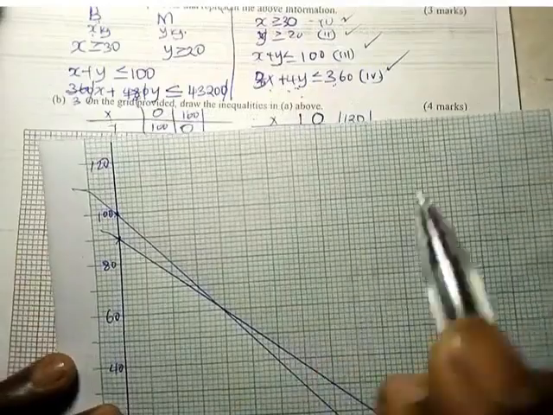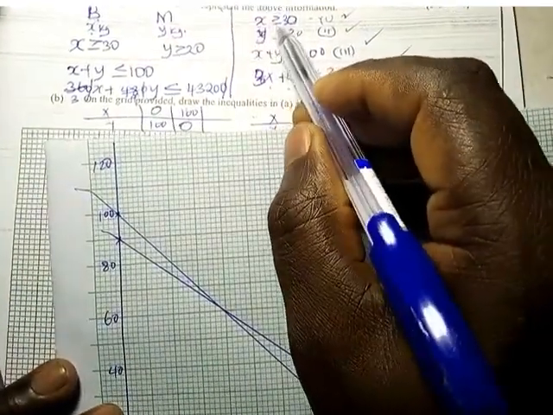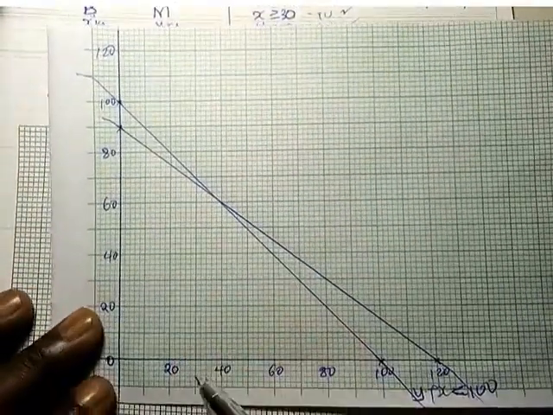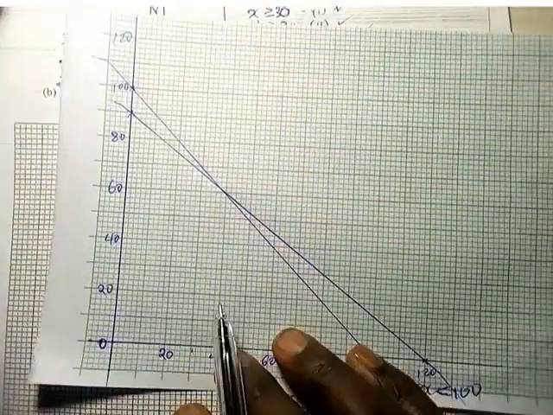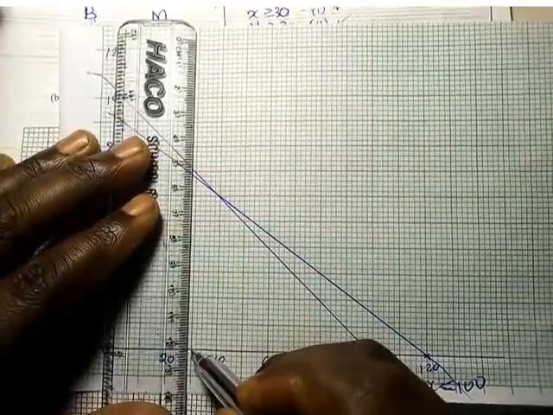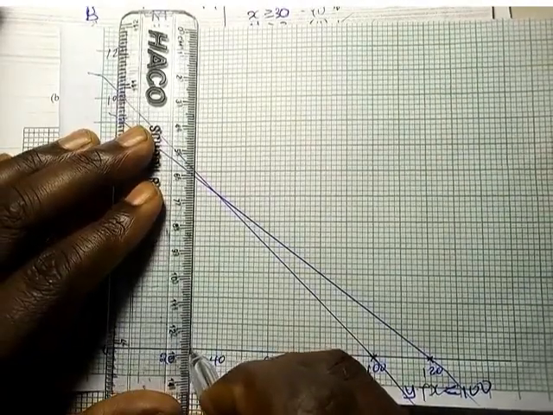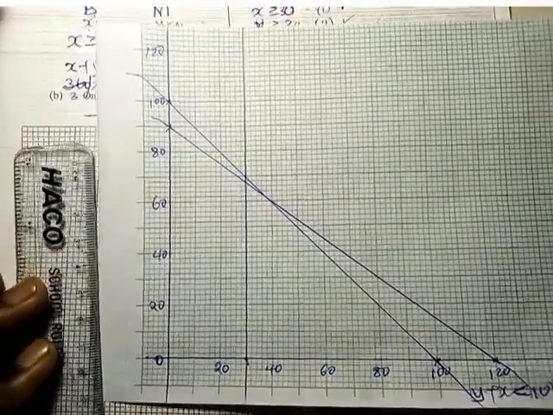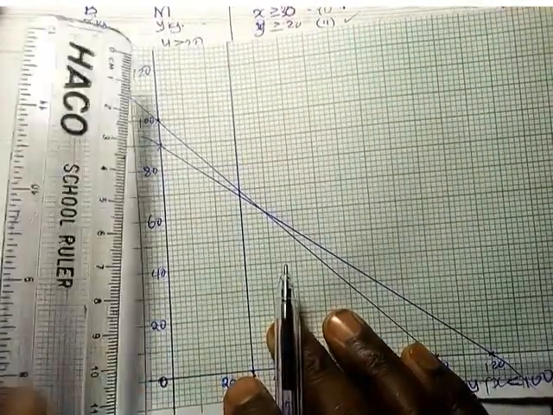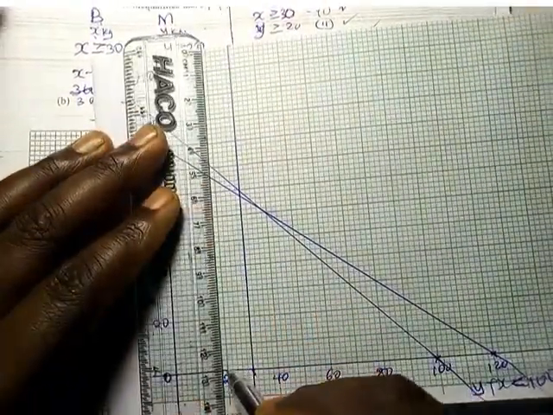And then now we have these two lines, x is greater than or equal to 30. So where do we have 30? 30 is here. So you draw a line here at x is equal to 30. Right? Another line is x is equal to 20.